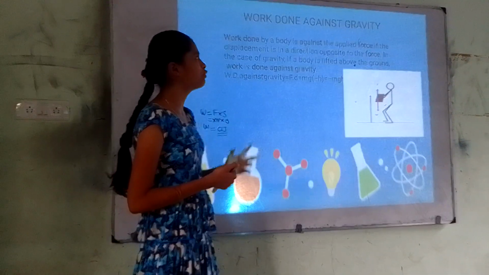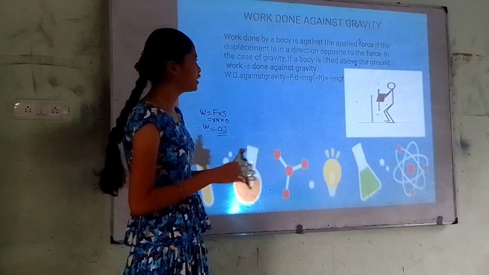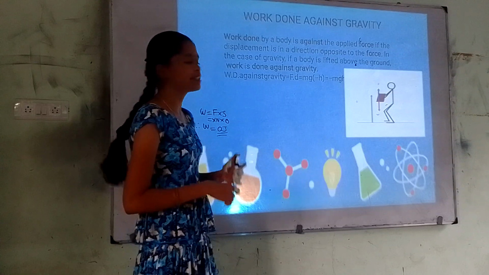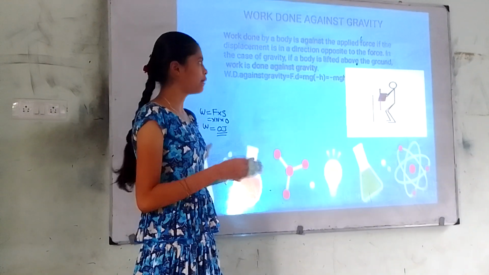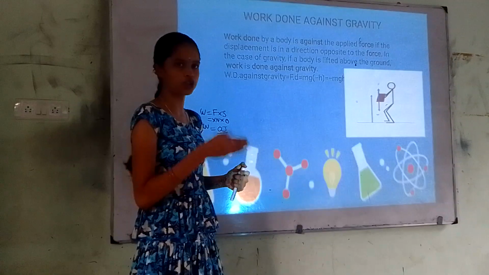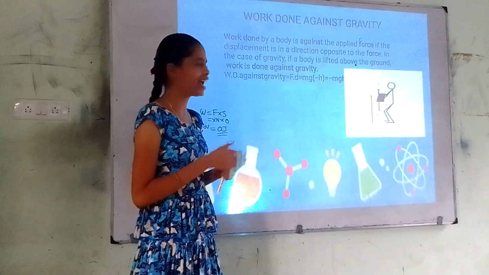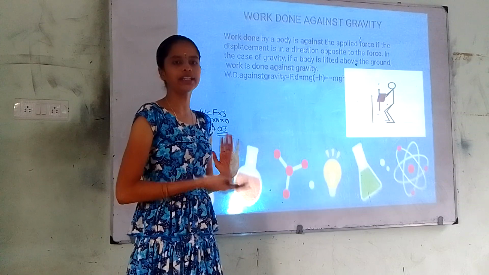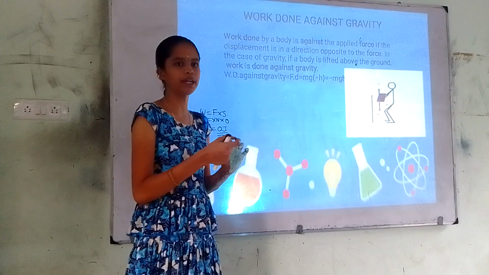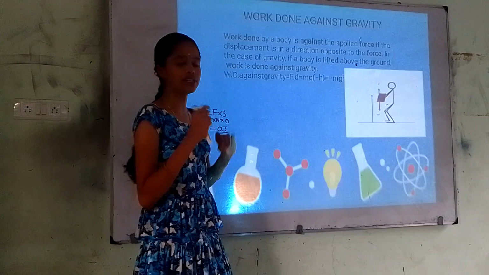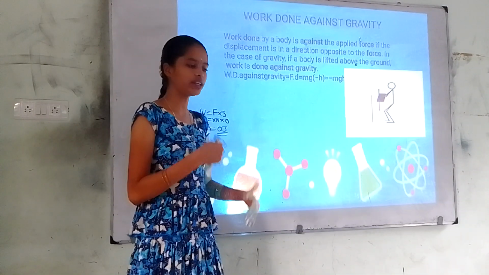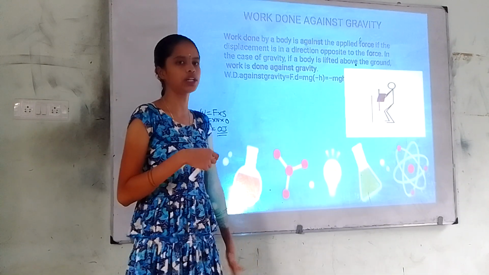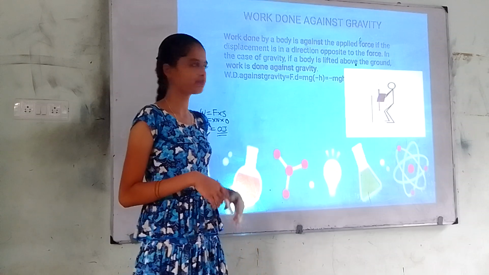So here the work done will be against the gravity and it is expressed as work done is equal to mgh. M refers to mass, g refers to gravity and h refers to height. Whenever we are taking the body in the upward direction, we will take the height as negative, and when it is moving in the downward direction, it is usually represented as plus.